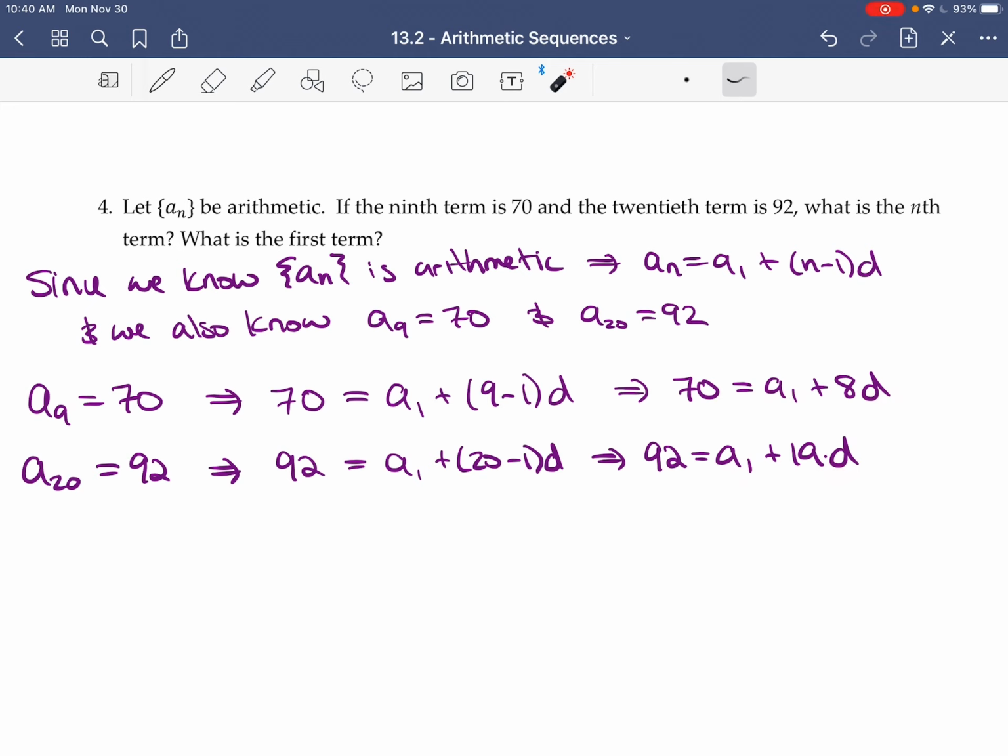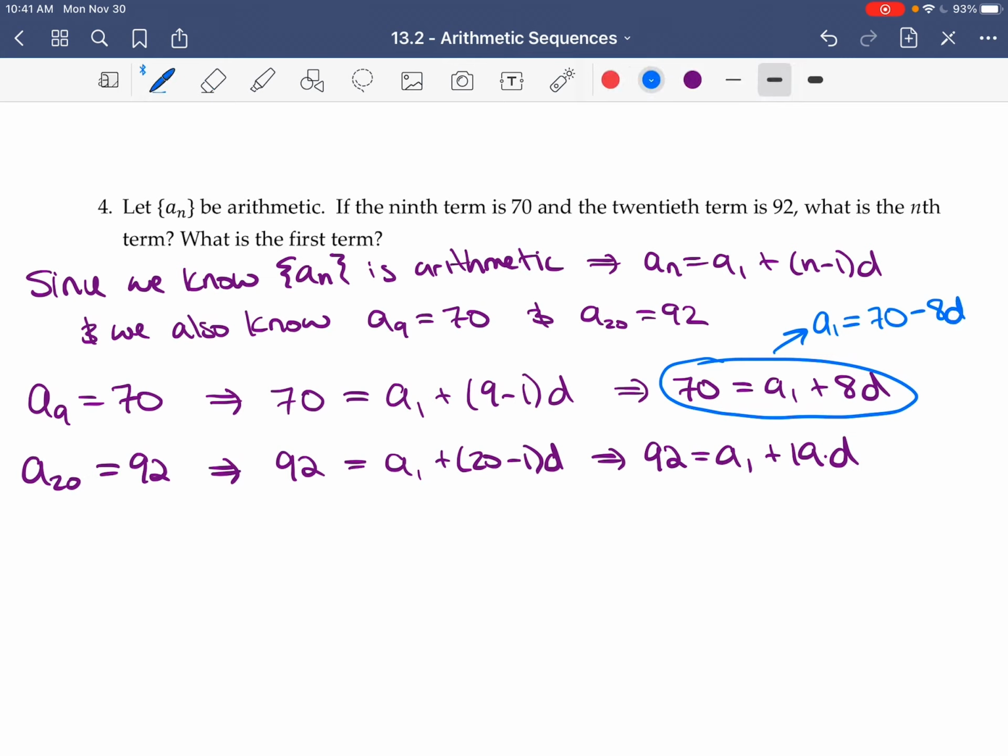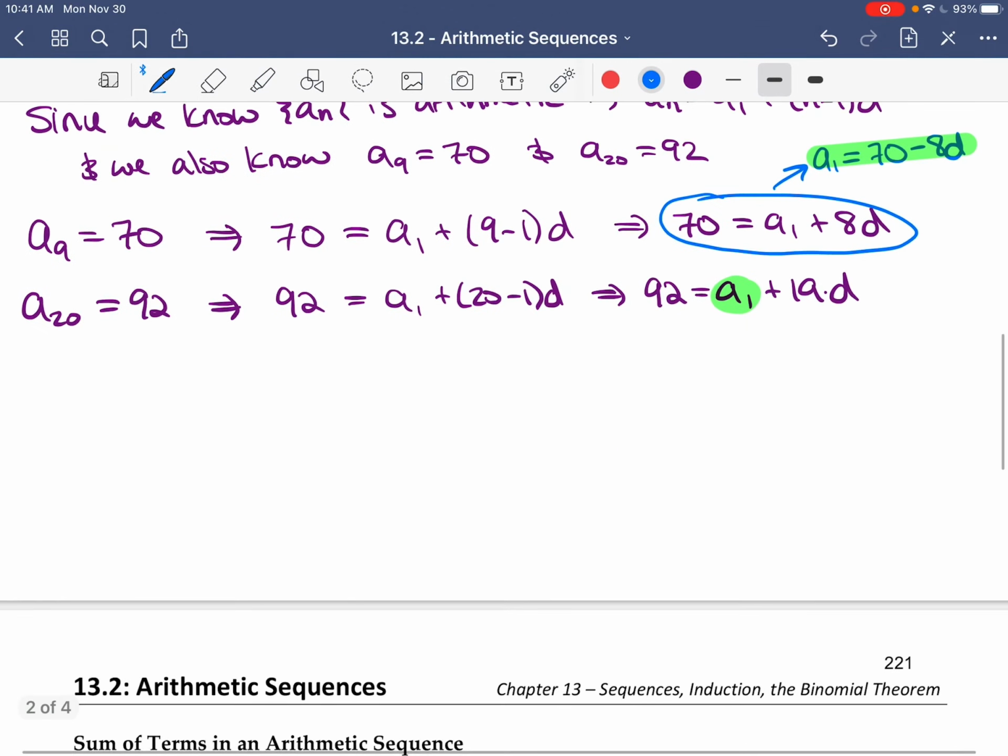We've done things like this before. There are multiple ways to solve. What I can do is take one of the equations, and I'm going to solve for a1. So a1 is going to be 70 minus 8d. If I just subtract 8d on both sides, I've solved for a1. Then I can plug that into the other equation, which gives me an equation with only d's. Then I can solve for d.